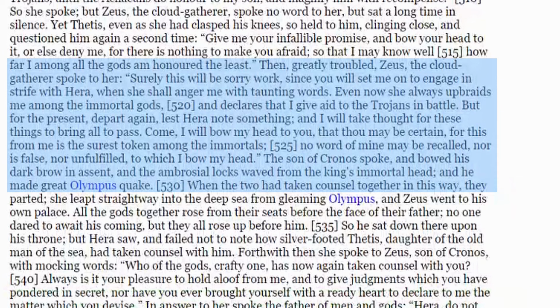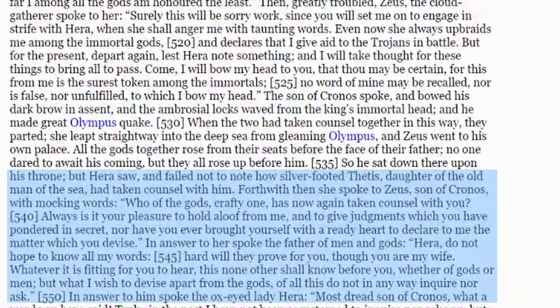No word of mine may be recalled, nor is false, nor unfulfilled, to which I bow my head. So this is the will of Zeus working its way to its fulfillment. That was set up in the early part of book 1. He is now committing to it. His will is going to be working its way to its fulfillment through the course of the poem. And as we'll see, it goes through many twists and turns. But he does bow his head.